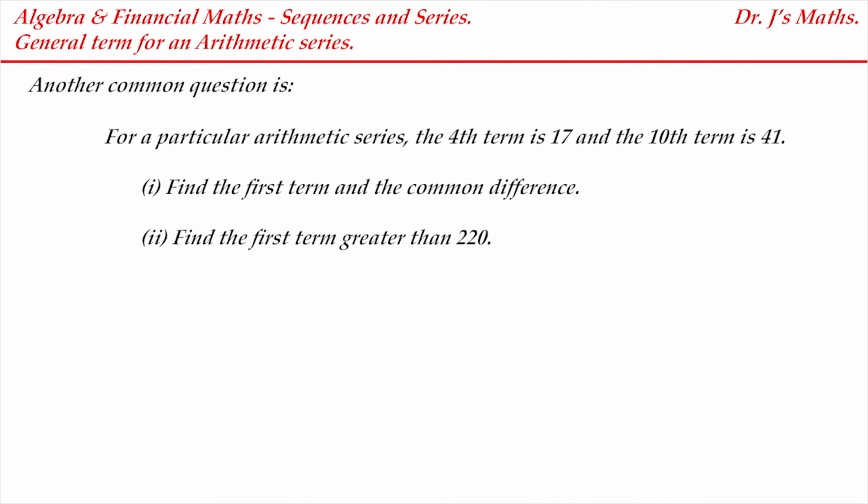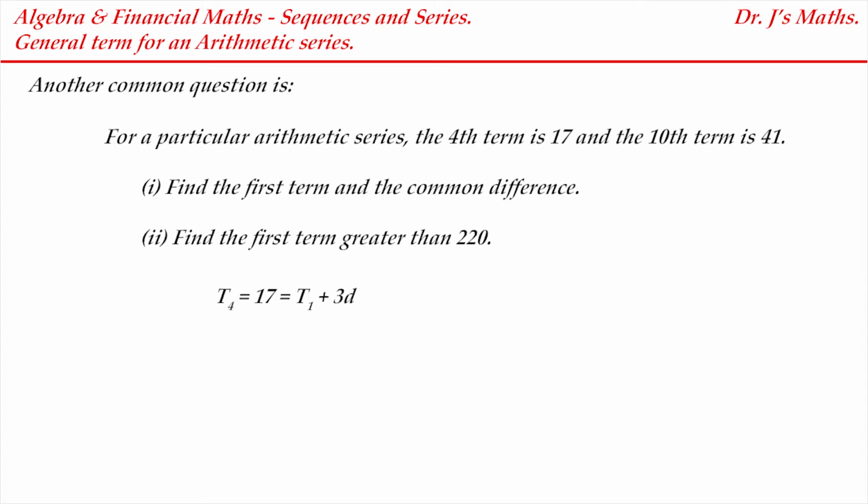Another sort of question you can get, which is fairly common, is that you're told that in a given arithmetic series, the 4th term is 17 and the 10th term is 41, and you've got to firstly find the first term and the common difference and then something else. Generally these come in with 2 bits in them. So we write down what we know.